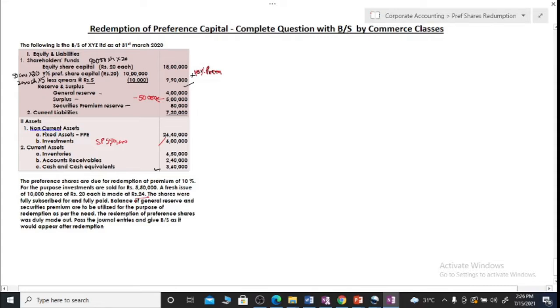is to be used. Now our question is saying use general reserve, but we know that we can use general reserve only once we have utilized surplus. So we will be using general reserve as well as surplus, and securities premium also will be used for the purpose of redemption as per the needs.